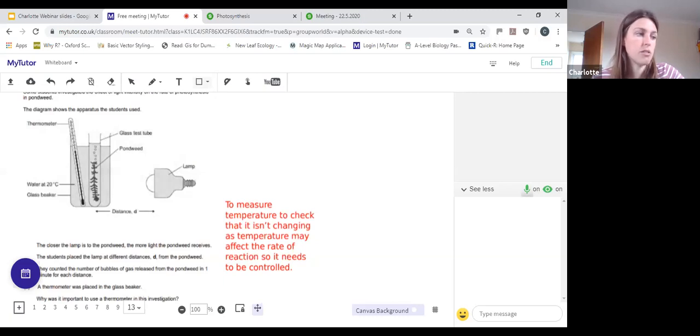Good. Sarabi is saying to check that it doesn't change. Well done, everyone.